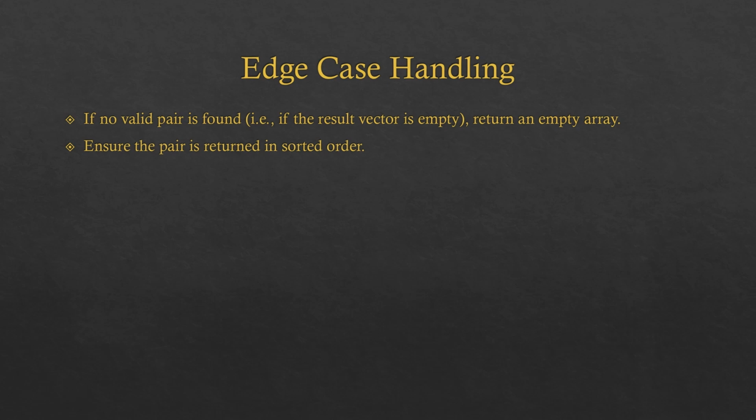It's important to handle edge cases. If no valid pair is found, we return an empty array. Also, we ensure that the pair is returned in sorted order as required by the problem statement.